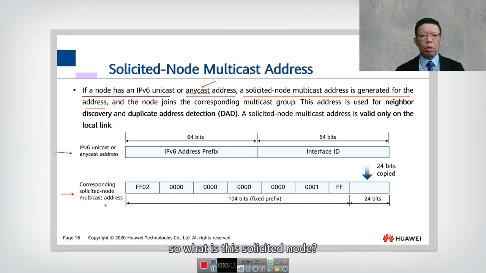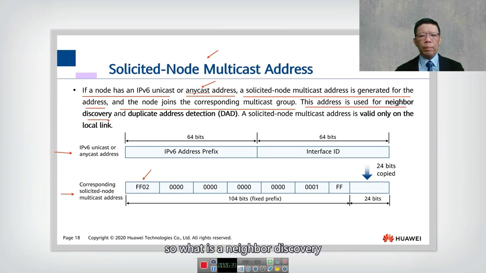So what is this solicited node? This node joins the corresponding multicast group. If you remember on my previous slide, I did mention FF. This starts with FF and then this is a multicast. So FF02 followed by quad 0, quad 0, quad 0, quad 0, quad 0, triple 0, 1, FF. This is what we call the solicited node multicast. So this is used for neighbor discovery.